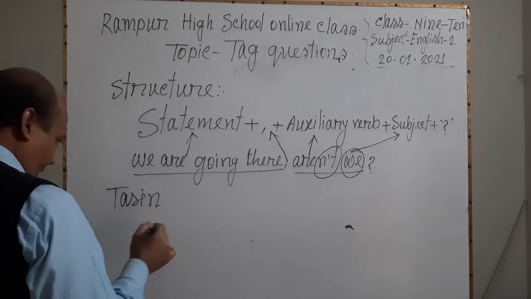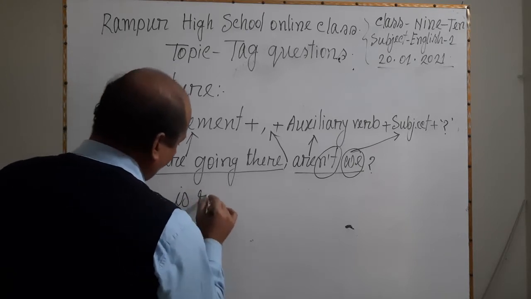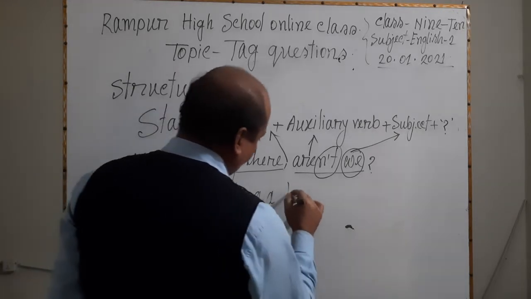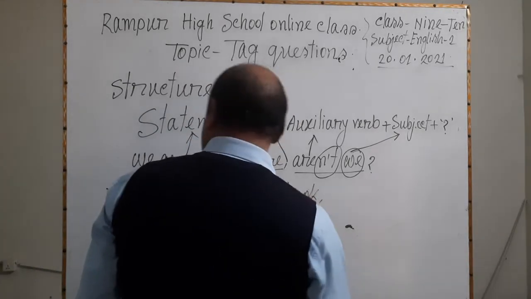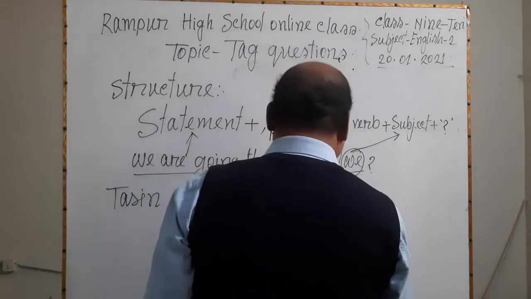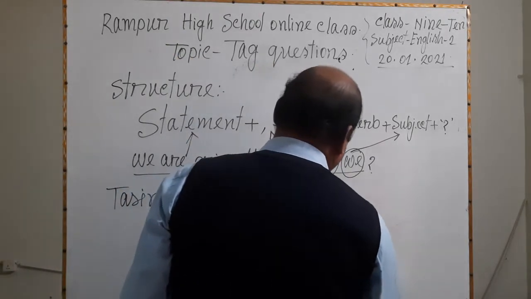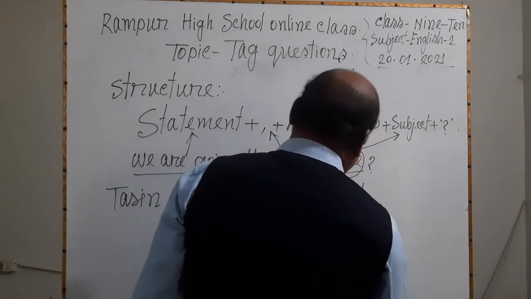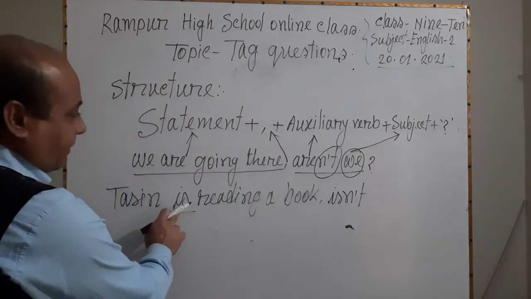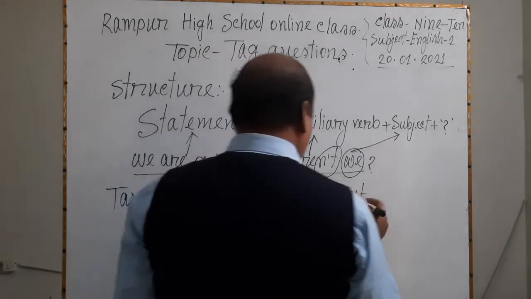Tasin is reading a book. The learners, here the auxiliary verb is, and here it will be isn't. As it is affirmative, the question will be negative, isn't.